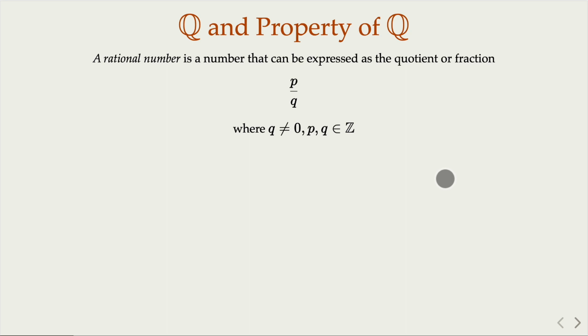Now, one basic fact we're going to use is about rationals. Usually the capital letter Q represents a rational number, which is a number that can be expressed as a quotient, or a fraction, p over q. Of course, p, q are integers and q is non-zero.